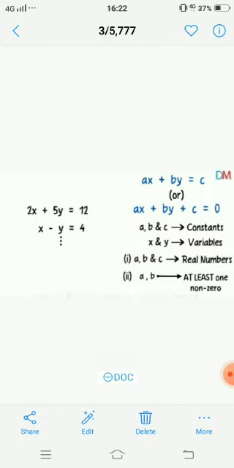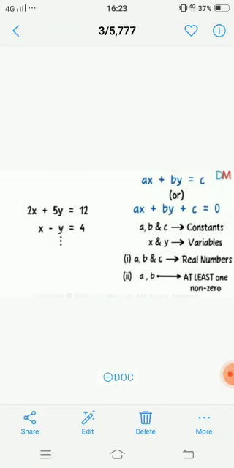So now here again I'll explain to you in detail. Here I have mentioned ax plus by equals c, or you can also write the linear equation in standard form like ax plus by plus c, where a, b, c are constants and x and y are variables, a, b, c are real numbers.